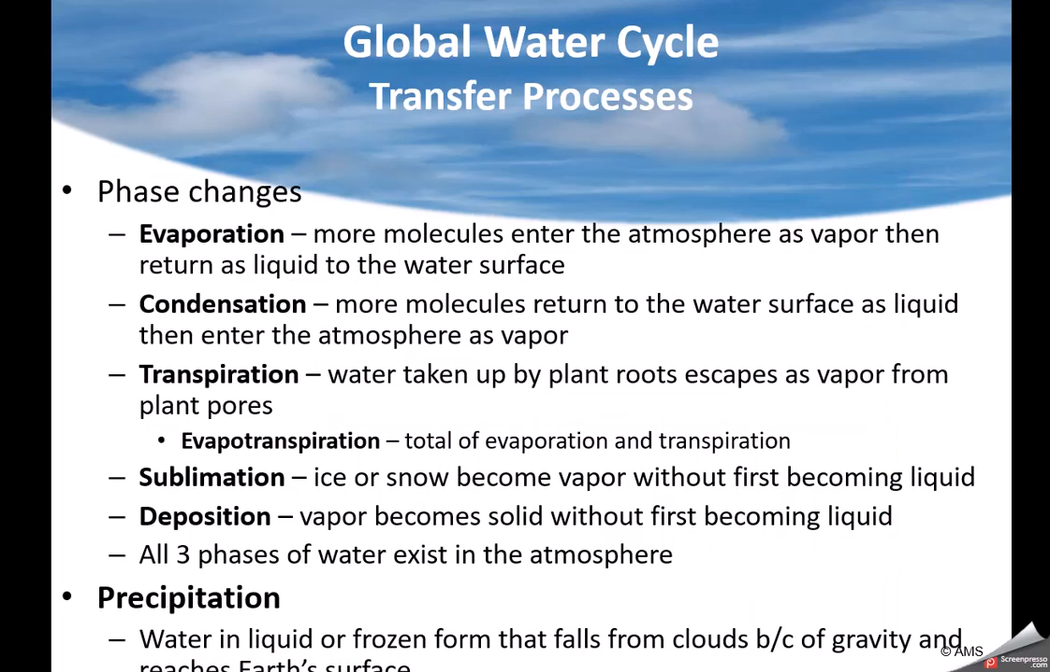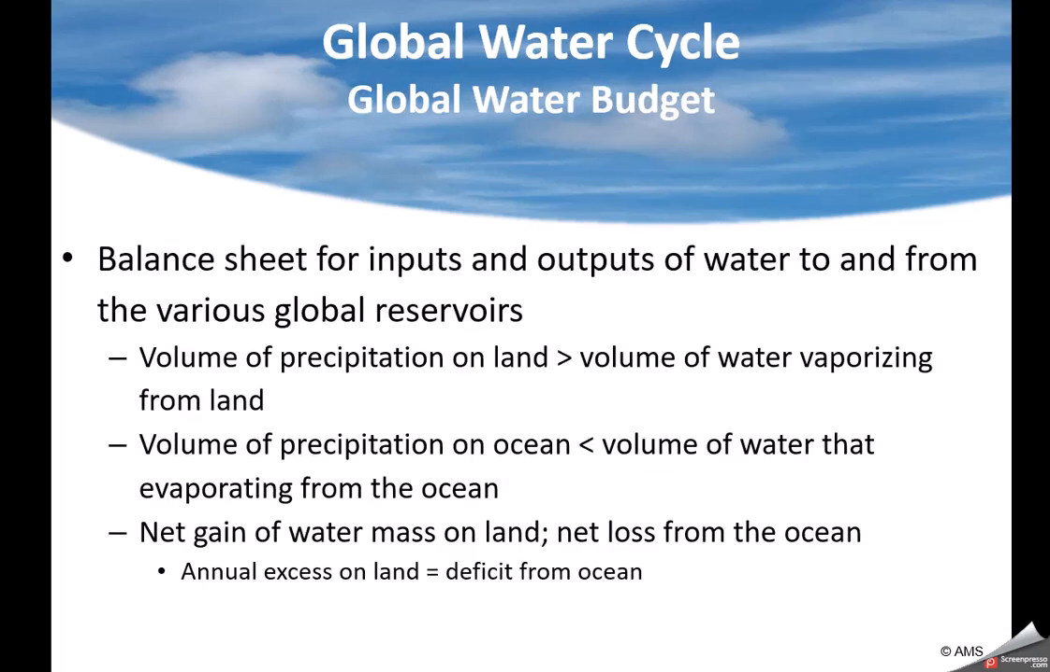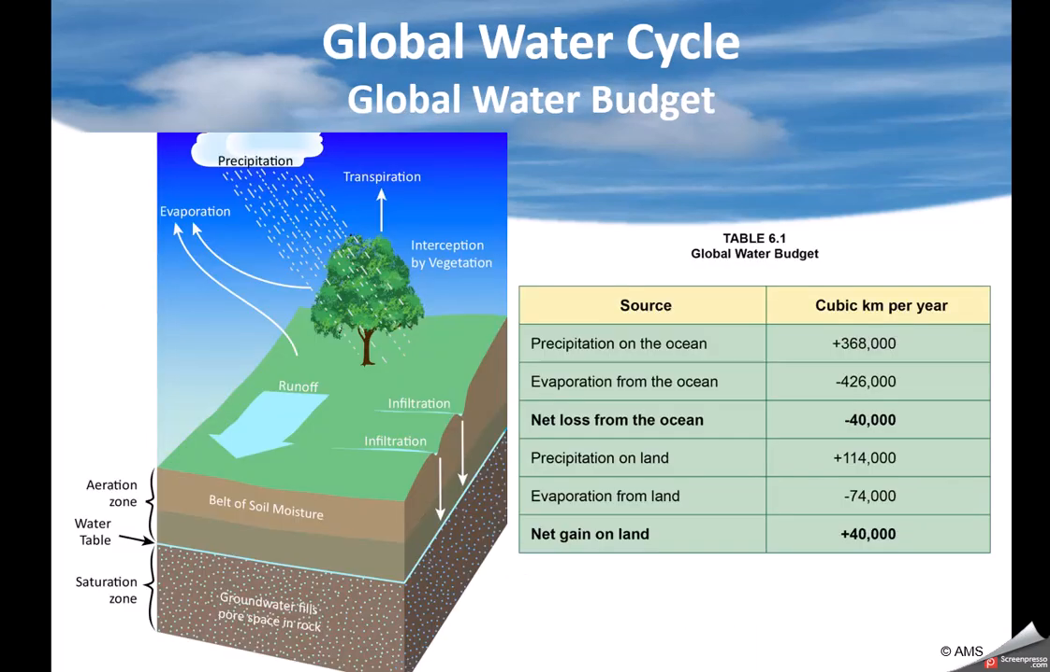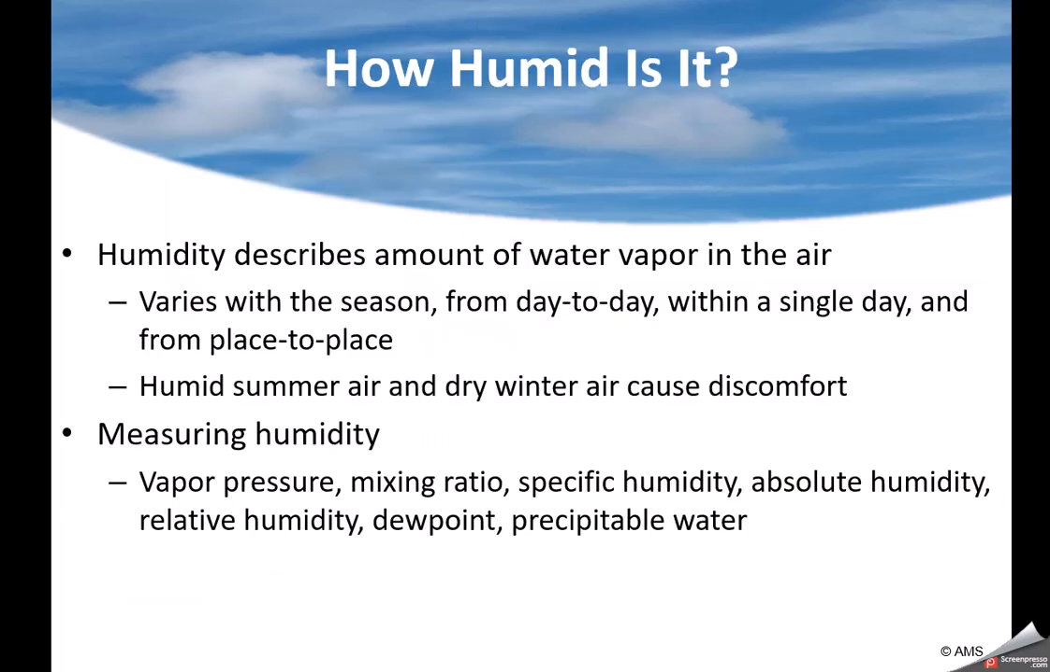And as part of this, water is the only element in the atmosphere to change phase. So that causes more complications. So here you can see the net loss of water to the ocean and the net gain of water by the land, and the fact that that water from the land flows back into the ocean.